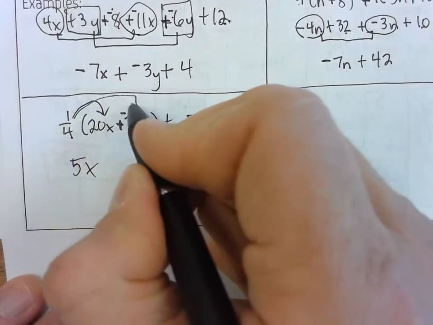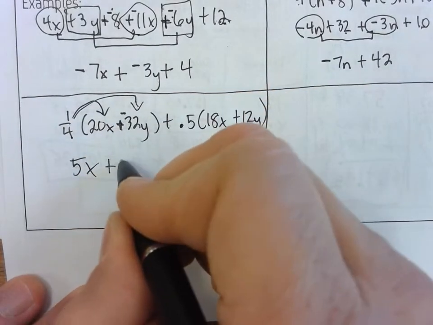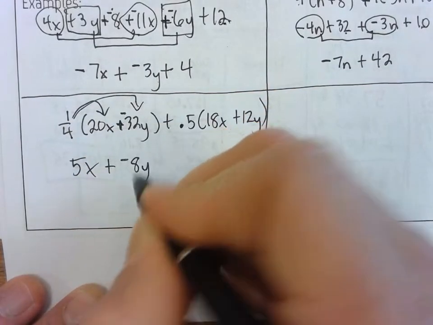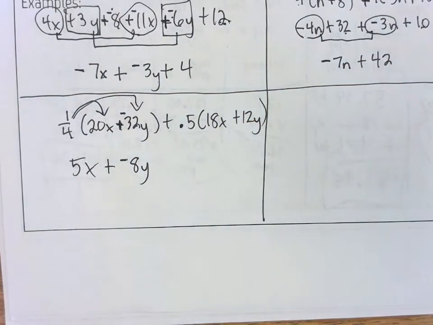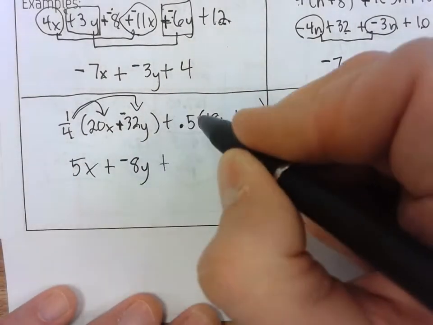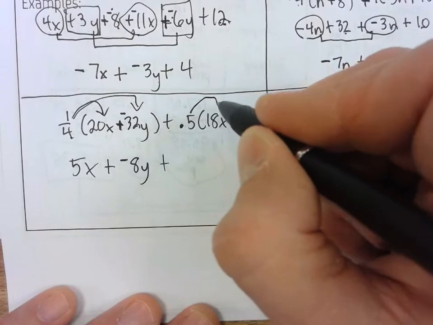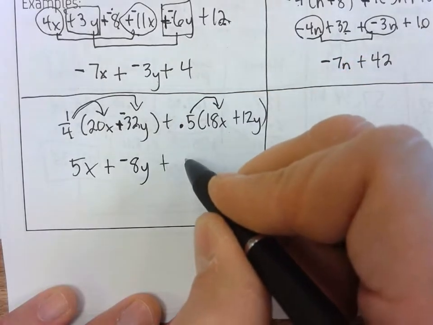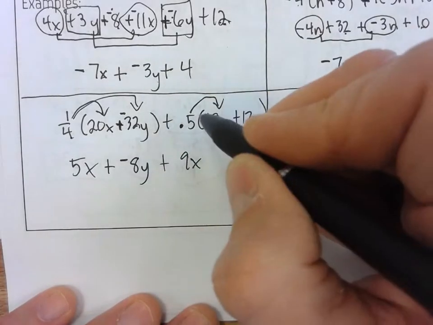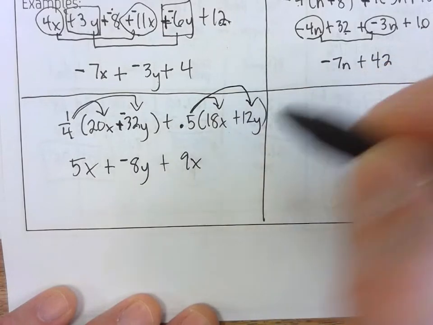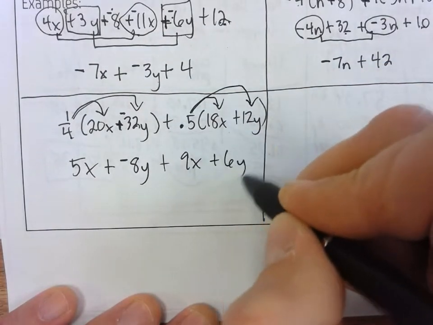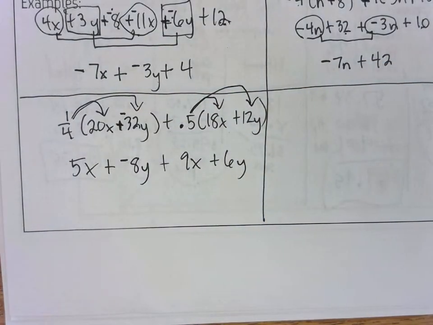And a fourth of negative 32 would be negative 8y. Okay, basically that's 32 divided by 4. Over here, 0.5 is the same thing as a half. So half of 18x would be 9x. And half of 12y would be 6y. So half of 18 is 9, half of 12 is 6. There's no negatives over there.